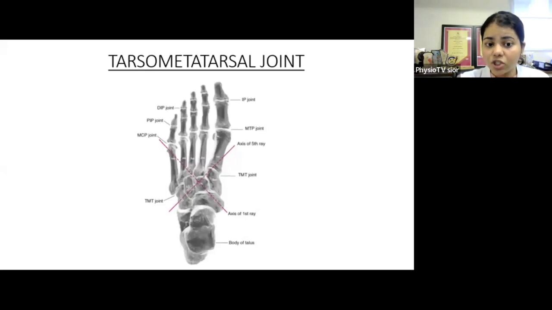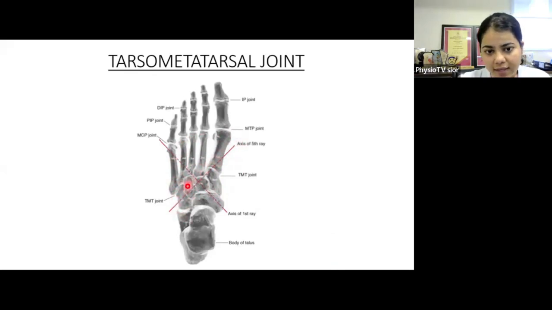unit. That is the functional unit of this, which is the ray. It is formed by the metatarsal and the tarsal to which it is connected. So let's say my first unit, the first ray, is formed by the first metatarsal and the medial cuneiform, the second with the middle and the borders of the medial and the lateral cuneiform, the third with the lateral cuneiform, and the fourth and fifth together with the cuboid.